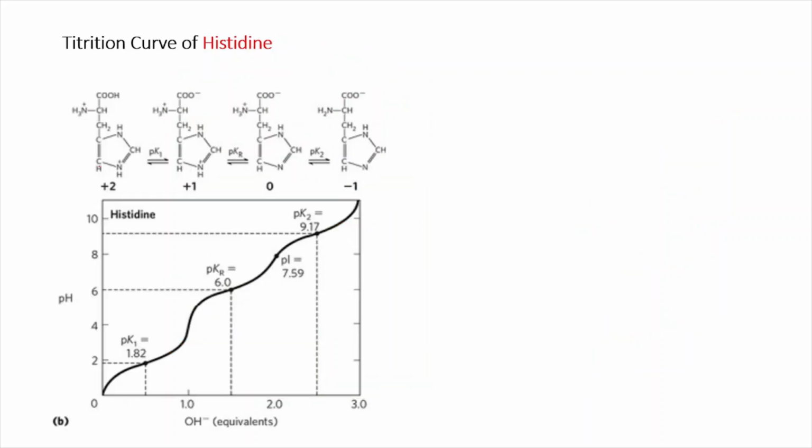Now if you observe the titration curve of histidine, this is the R group here, and this R group is a complex group. At low pH values, this NH3 plus group carries a positive charge of +1. This carboxylic group doesn't carry a charge, so it has a 0 charge, and the R group also has a positive charge of +1. So the overall charge is +2 at low pH values.